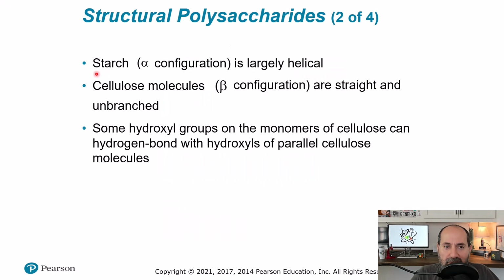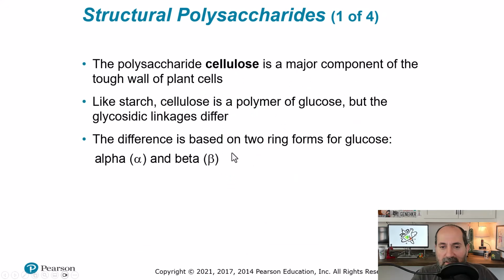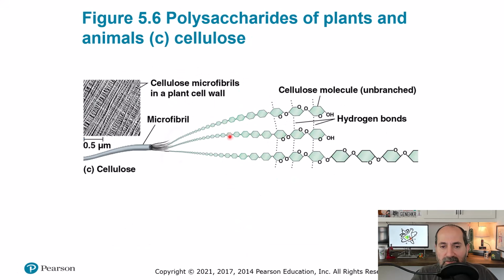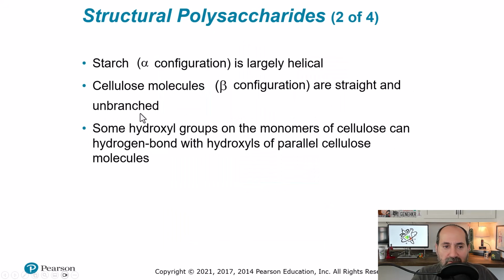Okay, starch in its alpha configuration is largely helical. Cellulose molecules in the beta configuration are straight and unbranched. Look, starch forms helices, glycogen forms these helices, while the beta glucose forms these straight, unbranched, unhelical structures.